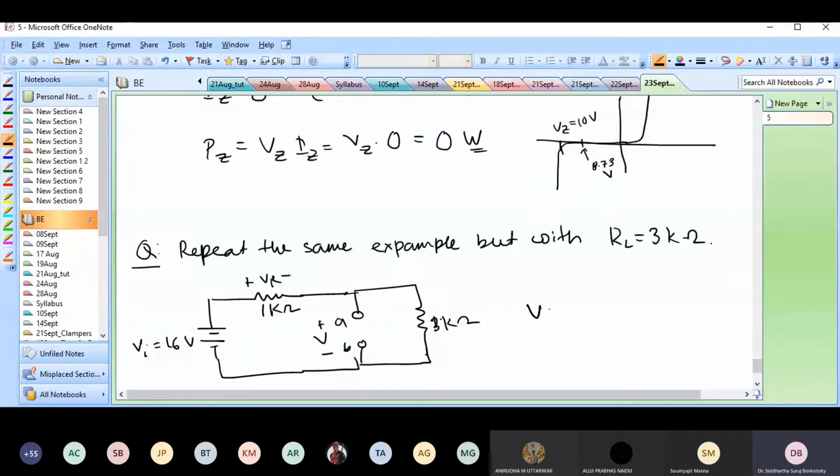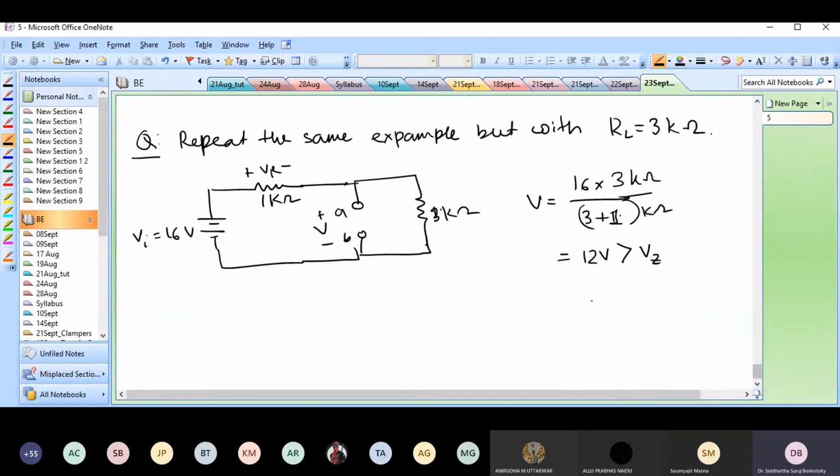This voltage V would be again 16 volts times 3 kilo ohms over 3 plus 1 kilo ohms. The kilo ohms cancel, so what is the value? This is now 12 volts, which is greater than the zener potential. This means the diode is on. Okay, so now we are in a situation where the circuit will work as intended. This circuit is actually what we want.